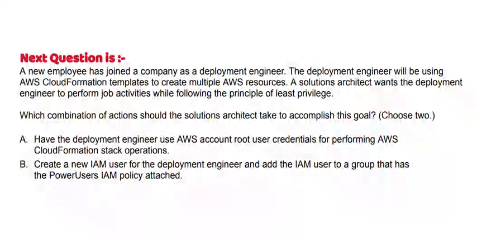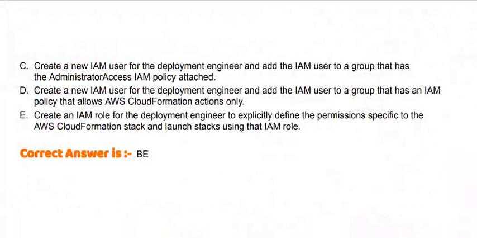Choose 2. Option A. Have the deployment engineer use AWS account root user credentials for performing AWS CloudFormation stack operations. Option B. Create a new IAM user for the deployment engineer and add the IAM user to a group that has the power users IAM policy attached. Option C. Create a new IAM user for the deployment engineer and add the IAM user to a group that has the administrator access IAM policy attached.